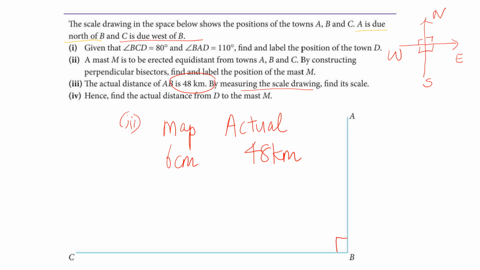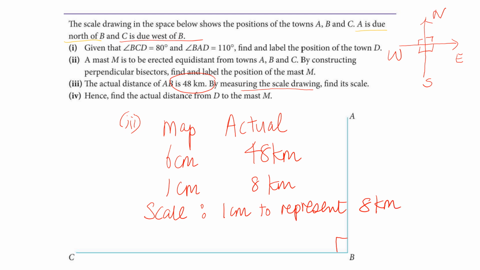So what we are saying is that on the map, 1 centimeter will actually represent 8 kilometer in real life. Okay, so the scale is 1 centimeter to represent 8 kilometer. So this is the scale.